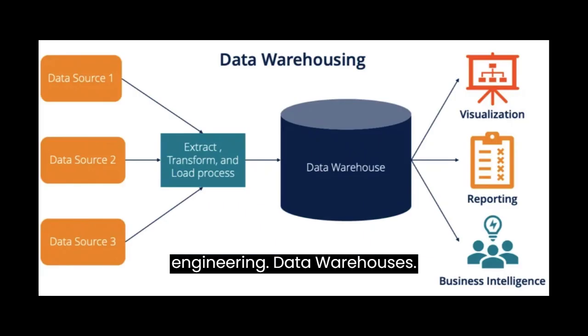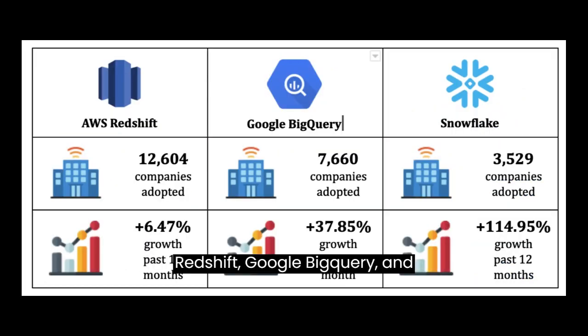Data warehouses. Data warehouses are centralized repositories that store structured and sometimes semi-structured data from various sources. They are designed for analytical and reporting purposes, allowing for complex queries and aggregations. Common data warehouse solutions include Amazon Redshift, Google BigQuery, and Snowflake.